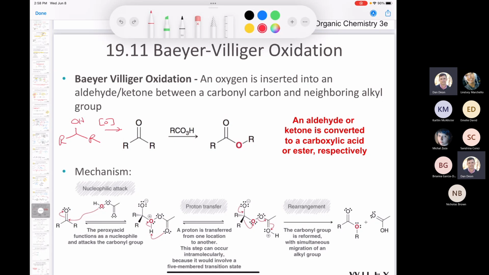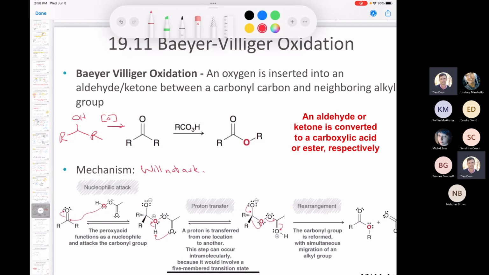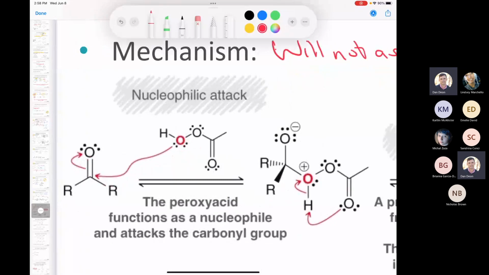You can insert an oxygen in between the carbonyl carbon and one of the R groups. And it's a pretty cool mechanism that involves what's called a migration. It says here an aldehyde or a ketone is converted into a carboxylic acid or an ester, respectively. So let's check out this mechanism. I will not ask this mechanism, but it is very cool and it's not very long. So check it out. You have your peroxy acid here.